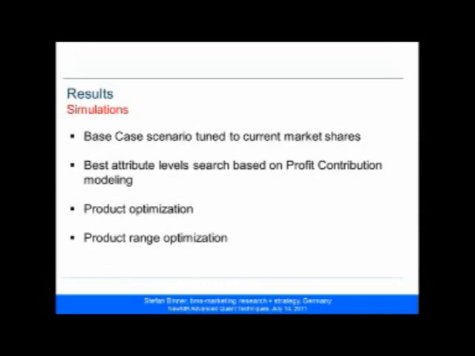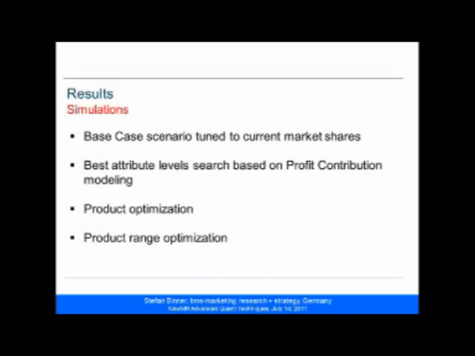We did a lot of simulations. We did a base case scenario, which was very near to current market shares, with the price and a small sample size. Then we started to look for the best attribute levels in the simulations, and we did a profit contribution modeling, because the attribute levels, of course, also have different production costs and so on. In the end, we came up with product optimization.